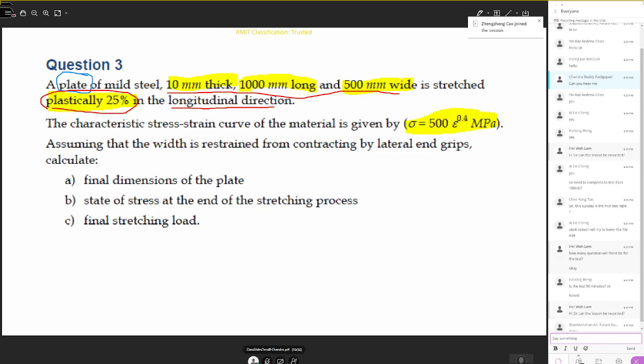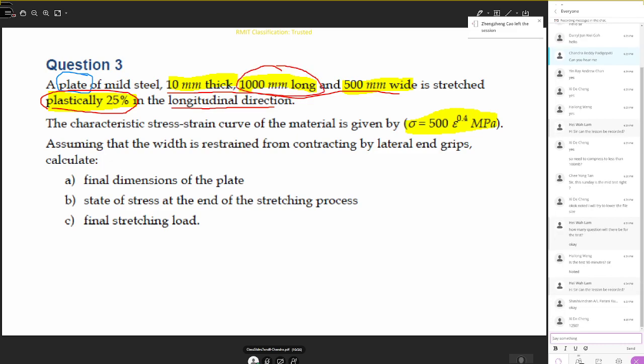Okay. Can you tell me what will be the final length when the plate is stretched plastically by 25%? Here the material is undergoing plastic deformation. So what will be the final length? The initial length is 1000 mm. That's correct, Dicheng. So the final length will be 1250 mm. The initial width is 500 mm and the thickness is 10 mm.